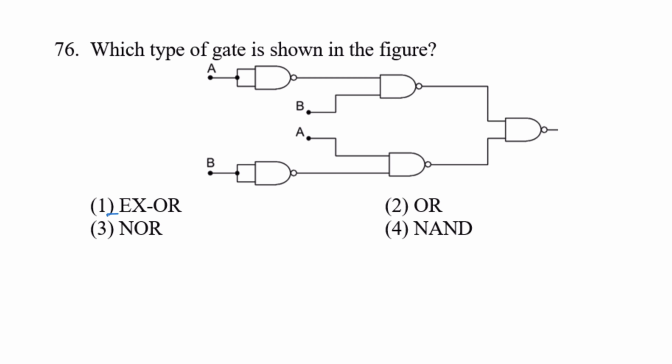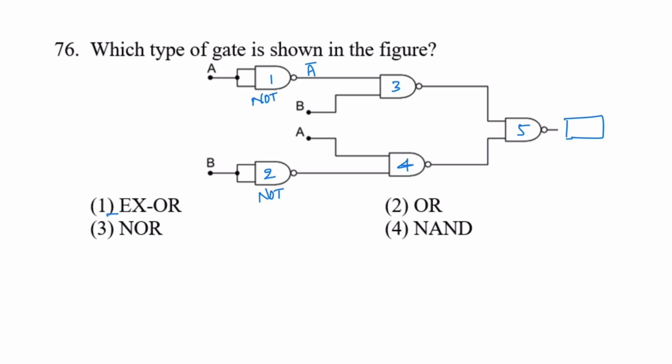Which type of gate is shown in the figure? From this, let us assume this is gate 1, gate 2, gate 3, gate 4 and 5. We need to calculate the final output at the output of gate 5. Gate 1 is a NOT gate. The output of gate 1, for input A, is A bar. So gate 2 is a NOT gate.